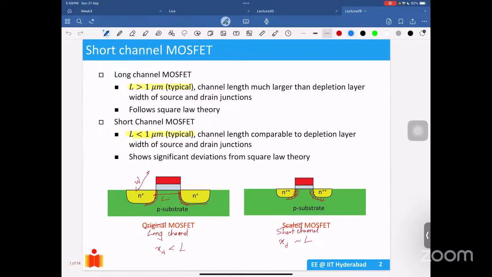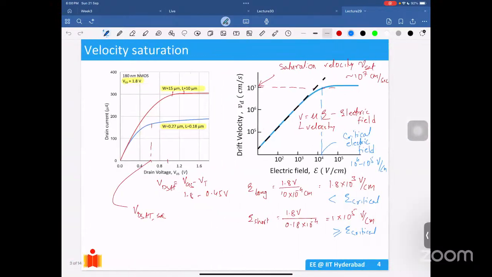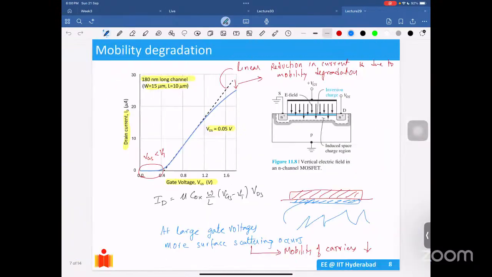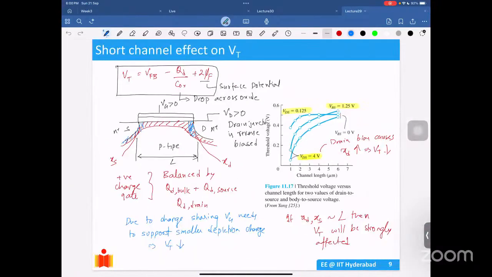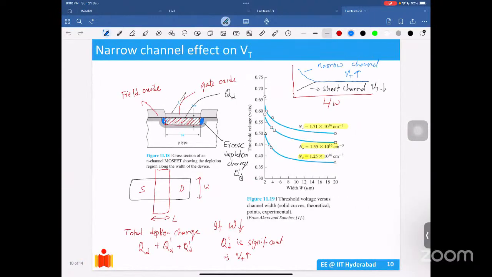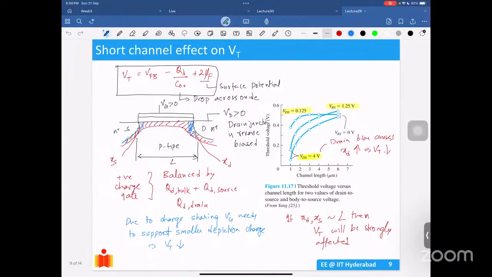That's exactly what I will talk about, short channel effects. What happens to VT? This is the narrow channel, this is the wide channel, this is the short channel. As I'm saying, if your VDS is large, your VT will actually drop dramatically. If your VDS is small, there is some drop. Basically, it depends on the width of your drain depletion region. This is what I'll explain, the details of it.